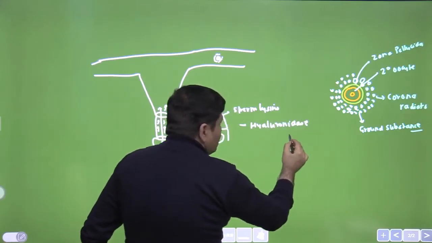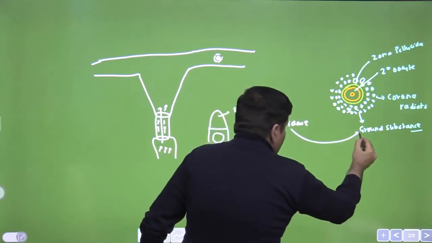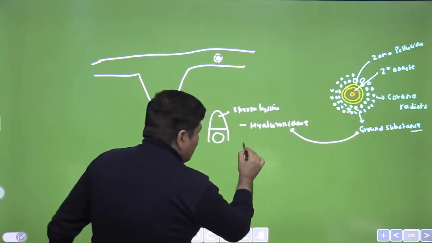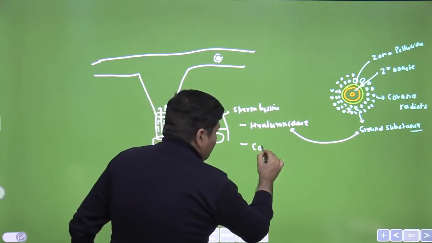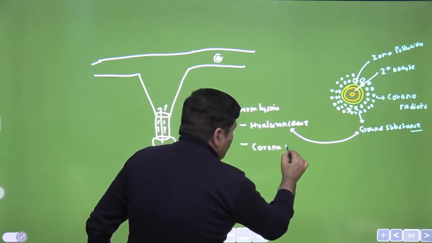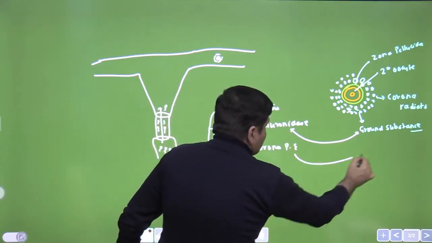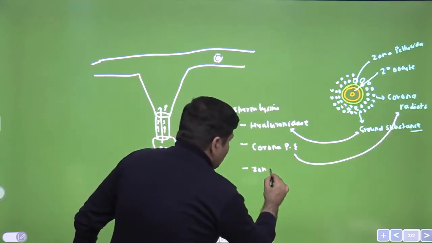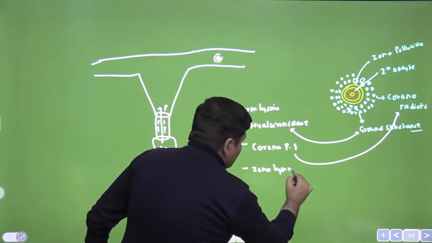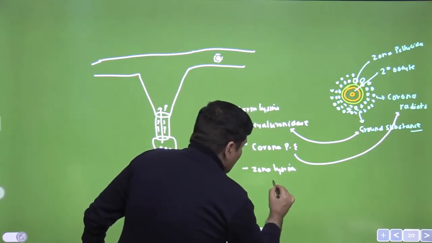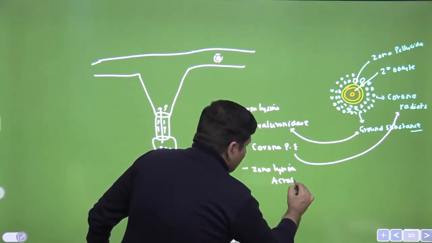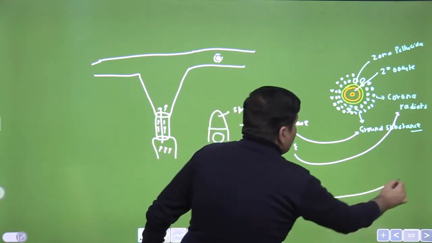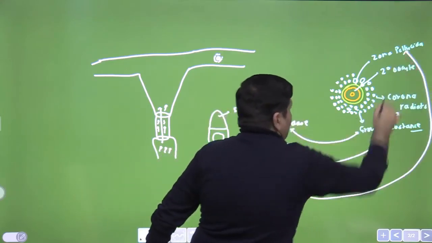Now correlate this with the hyaluronic acid that is present in the ground substance. Then there is the corona penetrating enzyme. So this is the corona radiata, and finally there is zona lysin. Zona lysin is also called acrosin, and you know that this acts on the layer zona pellucida that we are talking about.